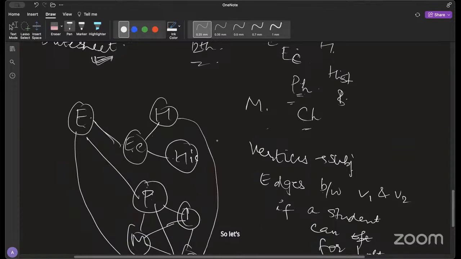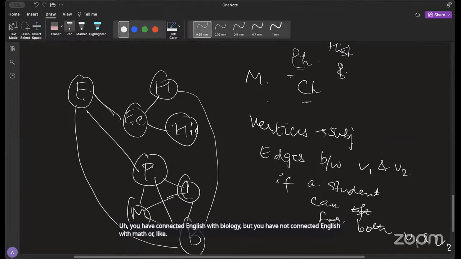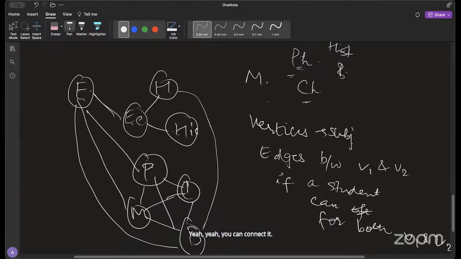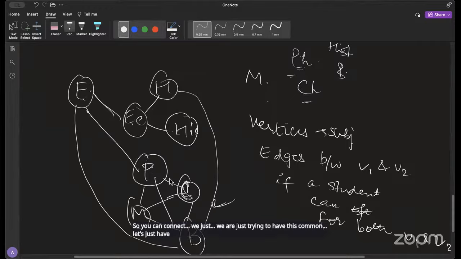Just one thing, ma'am. You have connected English with biology, but you have not connected English with maths or chemistry. But yes, you can connect it. It's connected to all of these. I don't want this graph to be very messy, that's why I have not connected it. Okay, so you can connect. We are just trying to keep this common. Let's just have it this way.